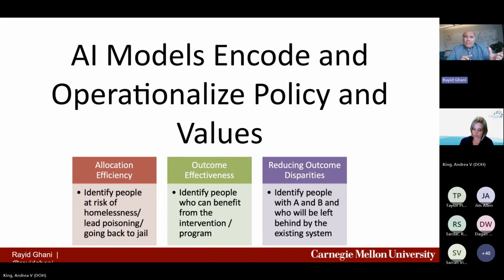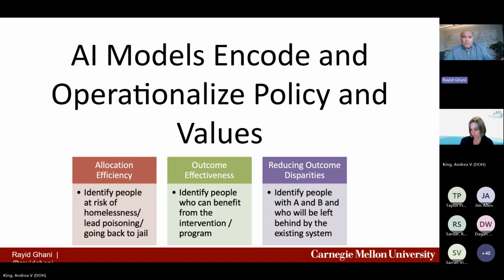But it may be that you can't change those outcomes with the program that you have. And so if you care about reducing homelessness rate or lead poisoning or jail rebooking rate, you might want to pick a different set of people, and that's going to be a different system. But that doesn't mean you might reduce overall homelessness rate, but you might increase disparities. So if you actually care about reducing disparities, then it's a different set of decisions you have to make. And upfront, when you're buying or configuring or building these systems, you have to make these choices.